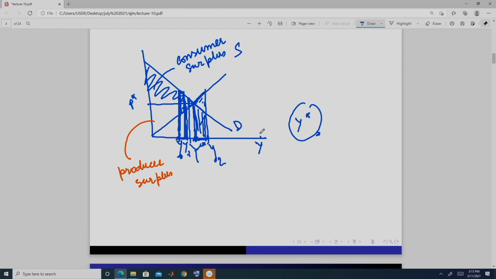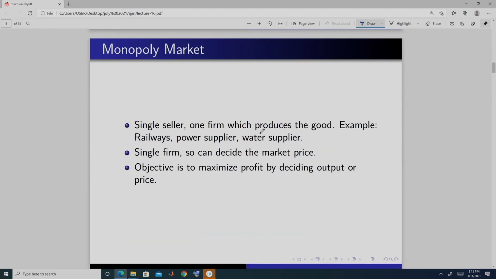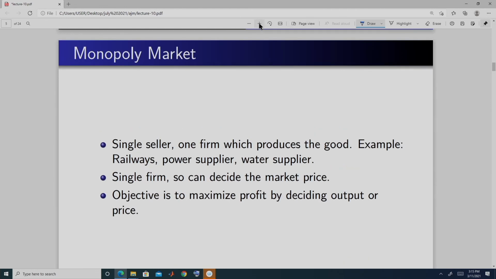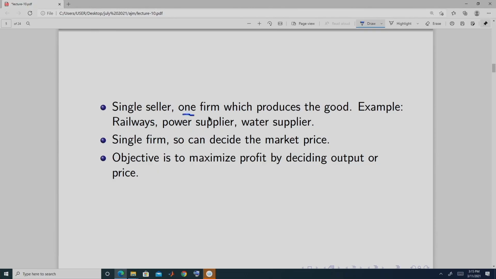Now, we will do another topic, and that is the monopoly market. A monopoly market is one where there is only one firm, or a single seller, or you can say that there is only one producer. Example, like railways, it is a single firm, we have only one seller, that is the Indian Railways. It may be owned by the government, but it is only one provider.